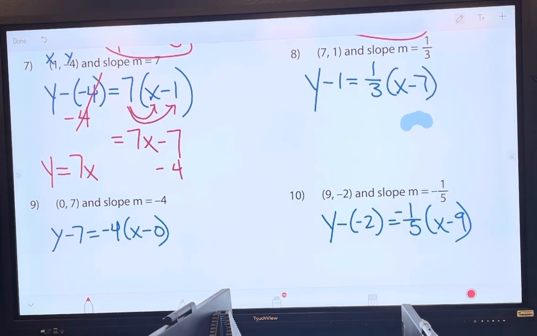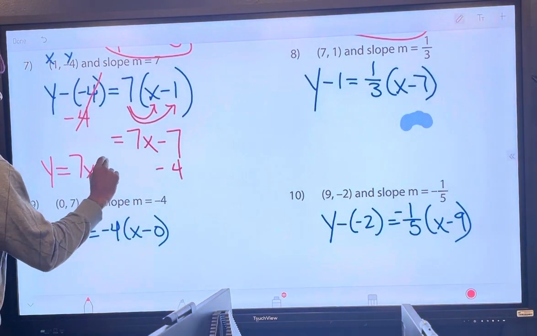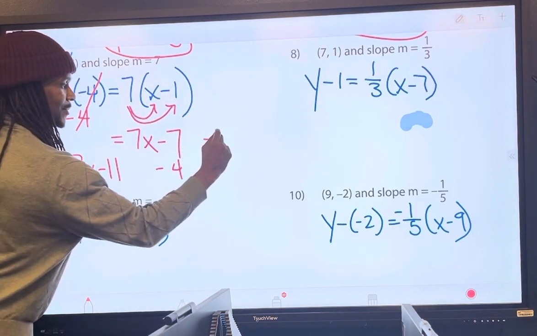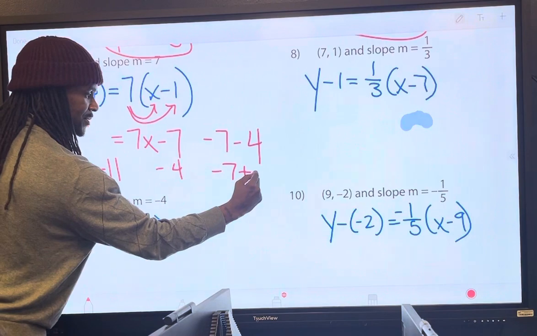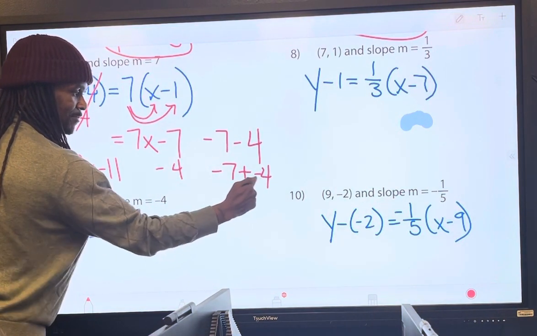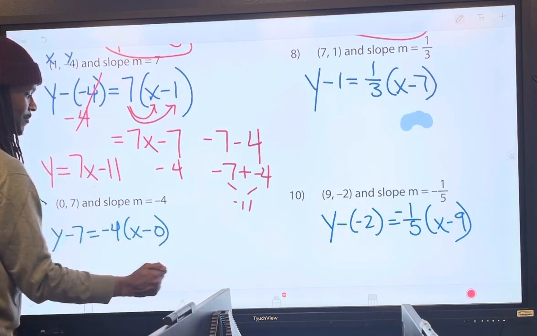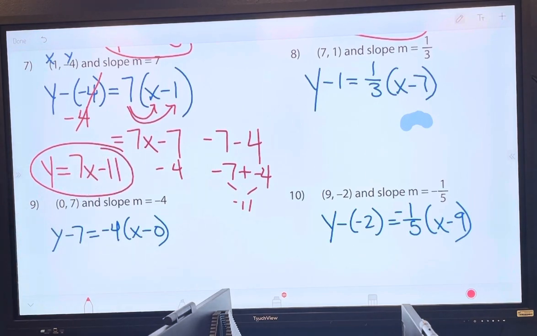Close, other way. What kind? Put it together. Thank you. Negative 11. Oh wait, how did you get 11? Negative 7 minus 4. Keep change flip. Now they both negative going in at them. Right there.